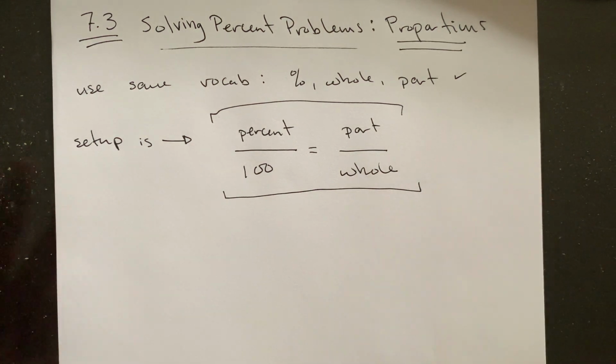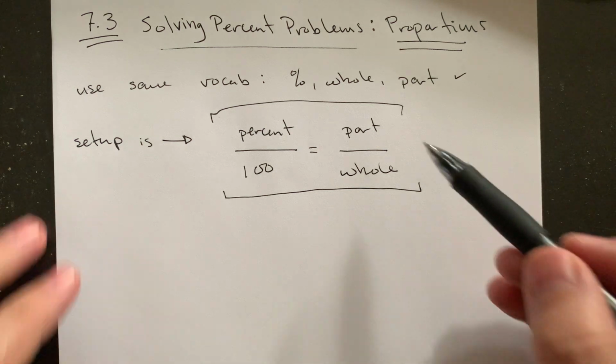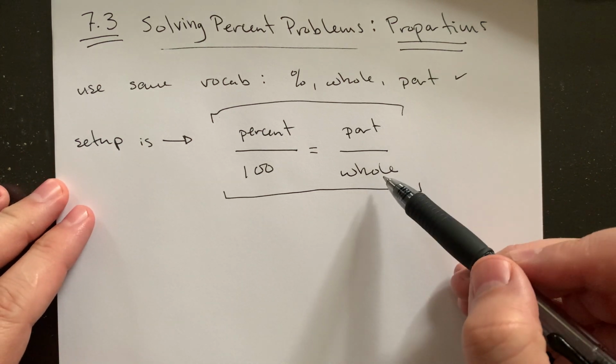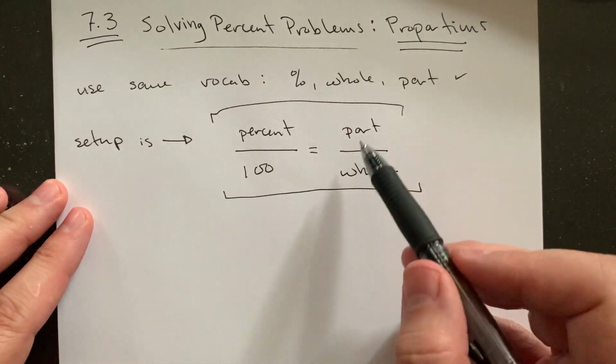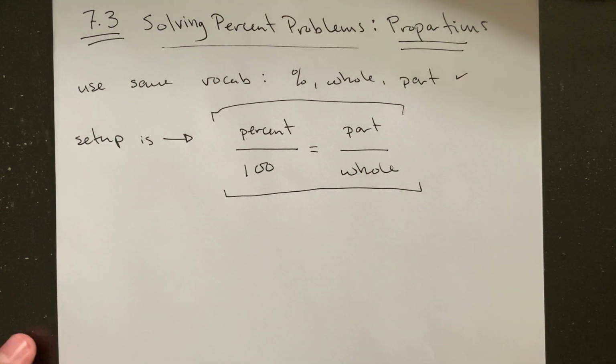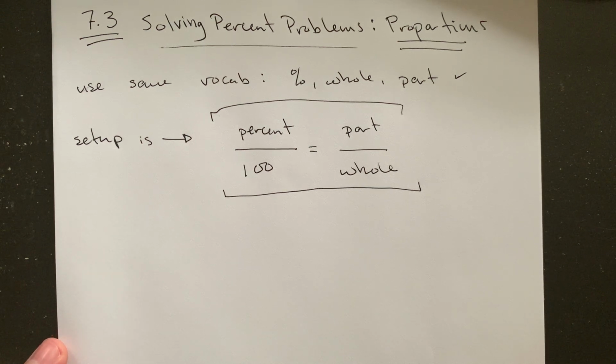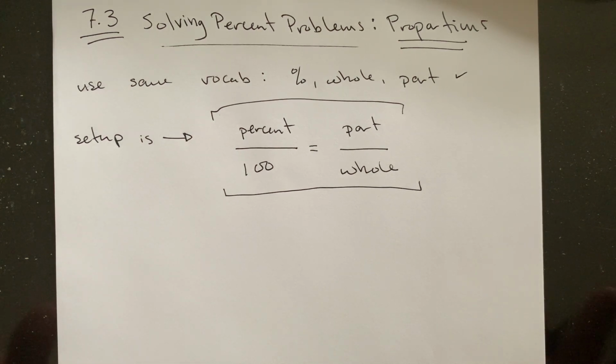Conceptually, I think maybe the proportion makes a little bit more sense, because obviously the part is out of the whole, the part over the whole, and the percentage is a number out of 100. So you have all of that laid out here, and the two ideas are just equal to each other. So we're going to be able to solve this using cross multiply, just like we did with the proportions in chapter 6.